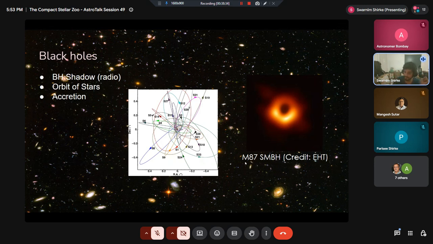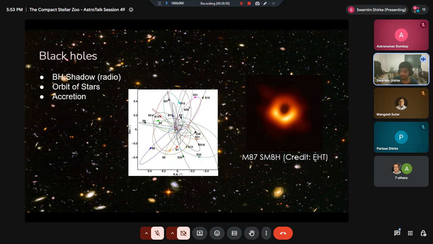So this is how you can say, okay, there is one dark patch at the center. This is one of the famous black hole images, which has been recently released by the Event Horizon Telescope, the radio telescope. You see that there is a shadow region, which is called the black hole shadow, or just the shadow, and then you see the accretion. So this is one way you can probe whether there is a black hole there, and you can also probe its properties.